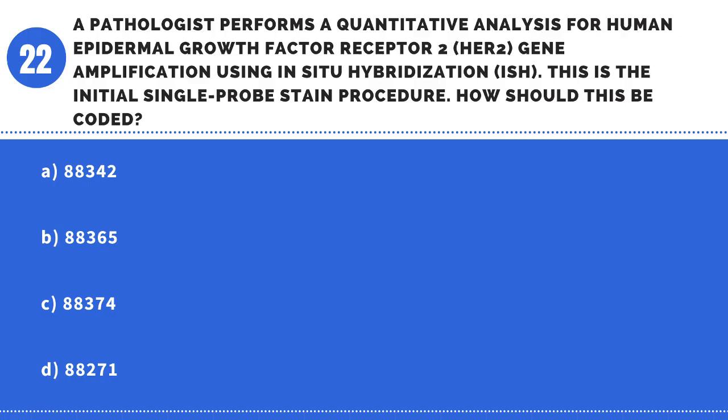Question 22. A pathologist performs a quantitative analysis for human epidermal growth factor receptor 2, HER2, gene amplification using in situ hybridization, ISH. This is the initial single probe stain procedure. How should this be coded? A. 88,342. B. 88,365. C. 88,374. D. 88,271.